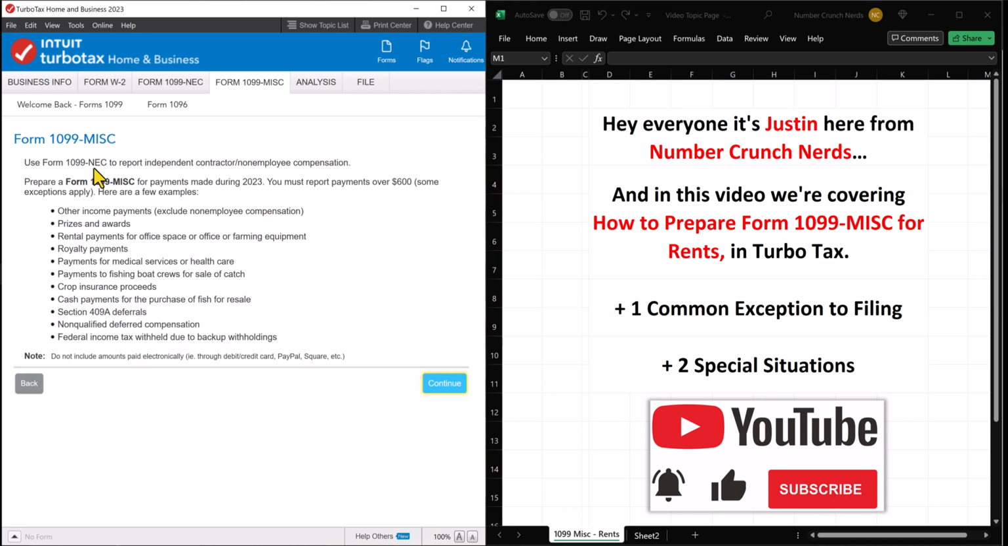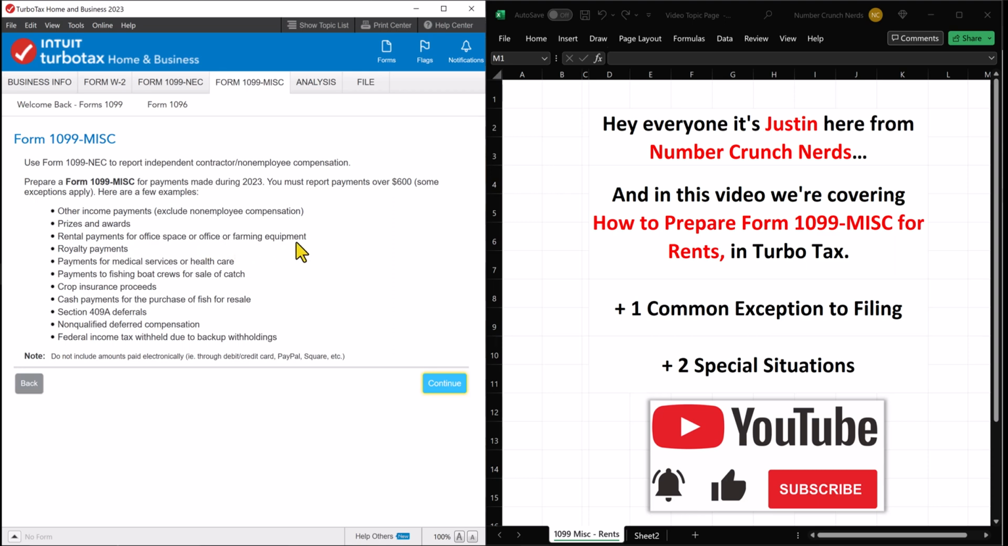Okay, use the 1099 NEC to report independent contractor. We already talked about that. Prepare the Form 1099 MISC for payments made during 2023 for, here's what we're going to talk about, rental payments for office space or office or farming equipment or any kind of equipment, really any kind of rent. And we're going to go to irs.gov and take a look at a little bit more detail. But this is basically any kind of rent.